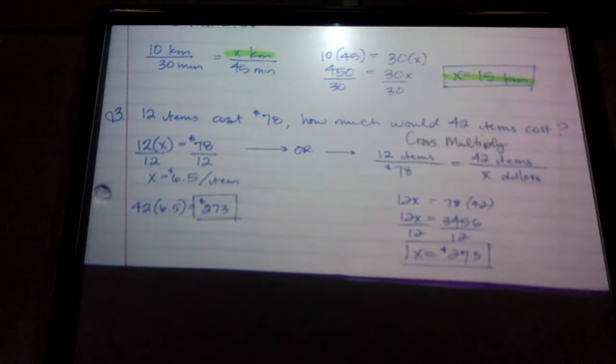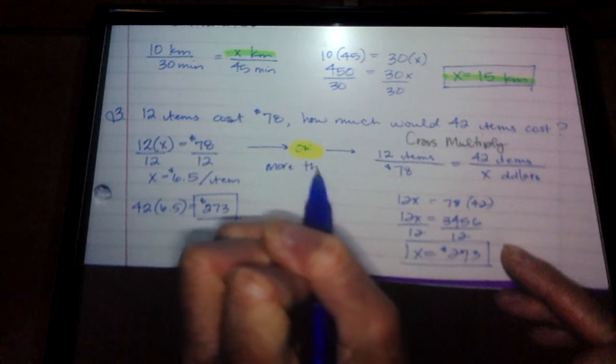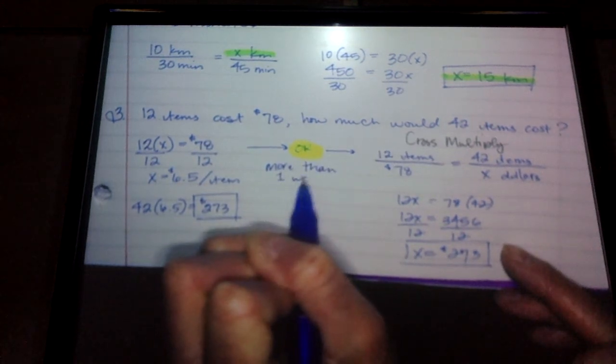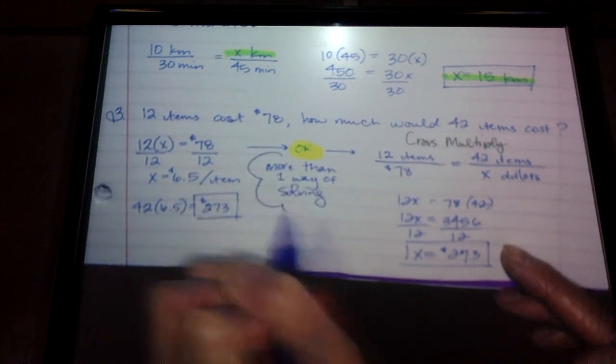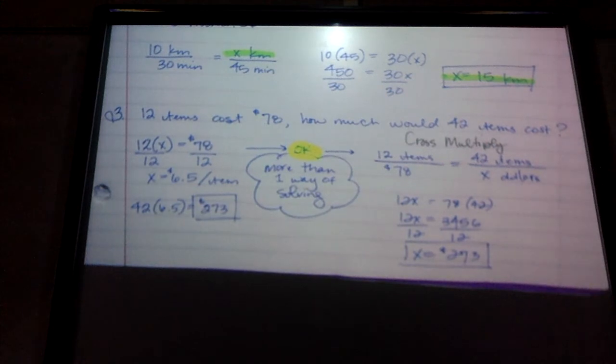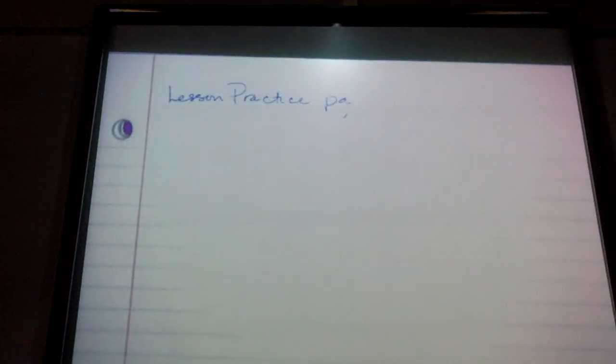So you pick, I'm going to put more than one way of solving. Okay? You pick which method makes the most sense to you. Okay? All right, I think that pretty much sums up the different types of problems we're going to be doing. So I'm going to jump into lesson practice, which is on page 51.